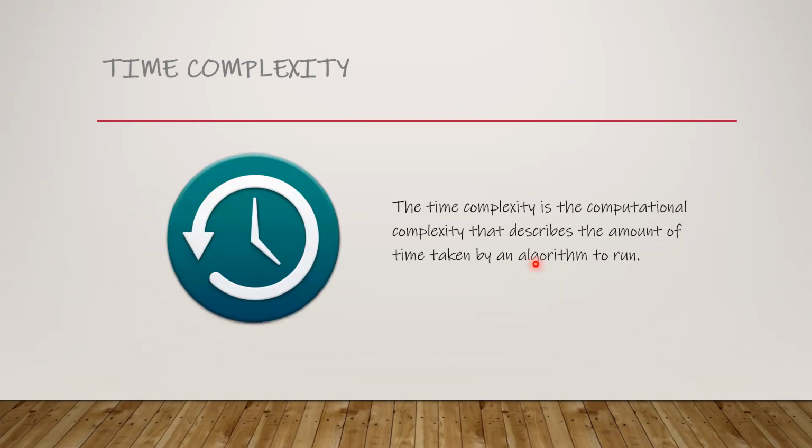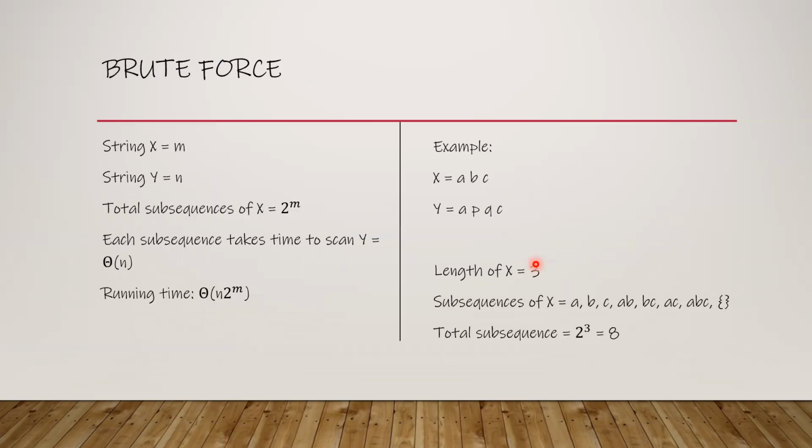So let's comprehend a little bit of time complexity. The time complexity is the computational complexity that describes the amount of time taken by an algorithm to run. So we need to determine the general form of time complexity of any algorithm mathematically. Now let's see some methods to solve this longest common subsequence problem and their time complexity.